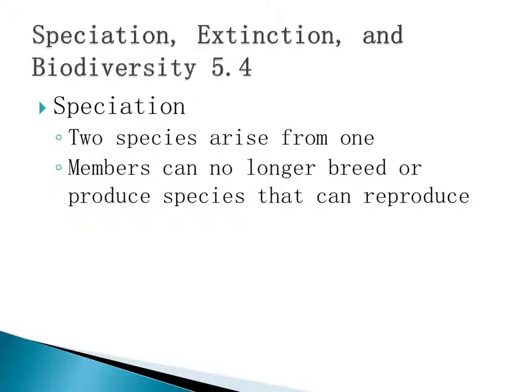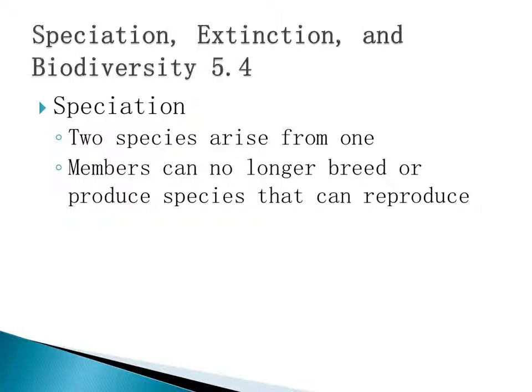Chapter 5, Part 2 is really a continuation of Part 1. In Part 1 we talked about microevolution, which is a change in frequency of the gene pool. Part 2 is really into speciation, which is macroevolution, a more controversial form of evolution. This is when two species can arise from one.